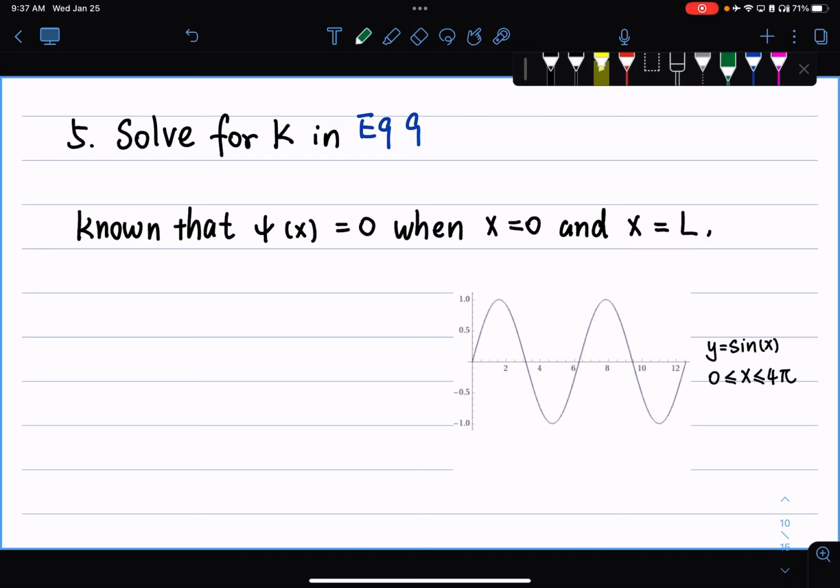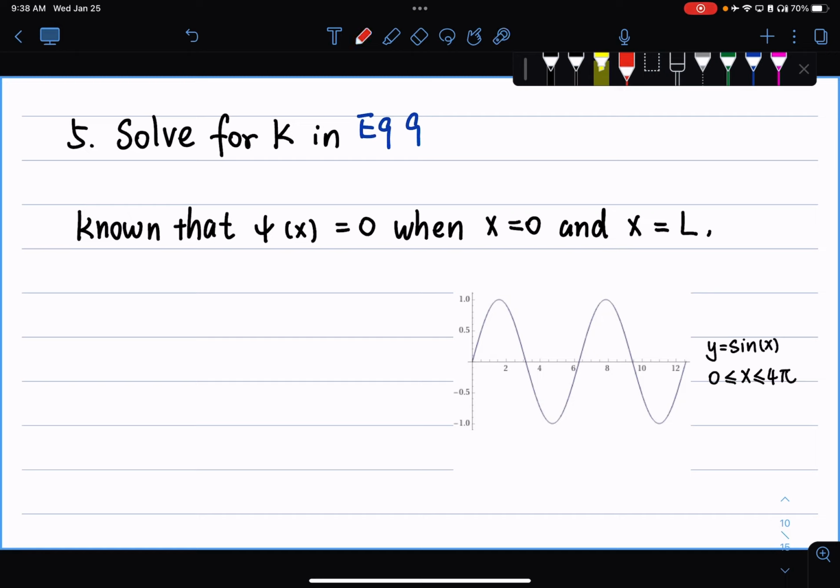So again, we're using the boundary condition. We know that phi(x) equals 0 when x equals 0 and x equals L. All right, so that's given in this box. So far, we used the x equals 0 term to rule in the sine function. Now we're going to use phi(x) equals 0 when x equals L to solve for our coefficient k.